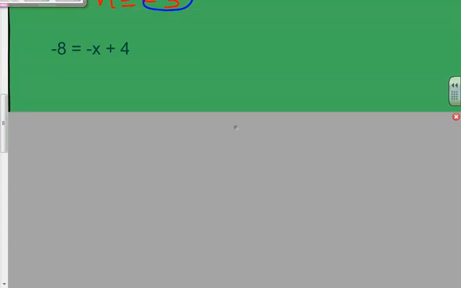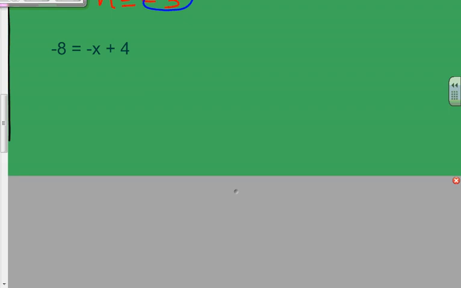Let's do another one. This time we have -8 equals -x plus 4. We're going to start with the number by itself on the same side as the variable. +4, we're going to put a -4 on both sides. Those 4's cancel, leaving just -x. And -8 and -4 make -12.